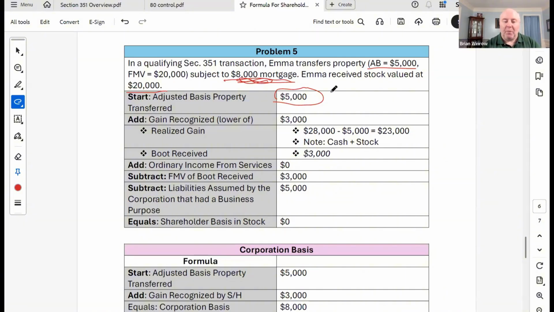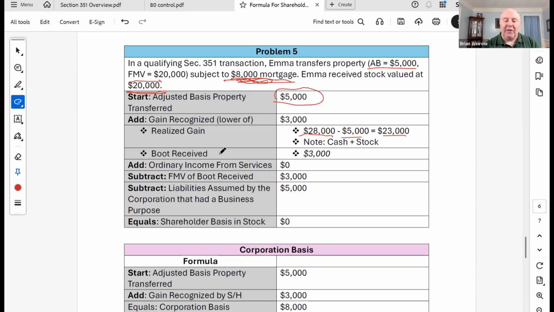So what we are going to look at now is the gain recognized as the lower of the realized gain and the boot received. Well, we're getting stock of $20,000 plus $8,000 of liability relief. So that's $28,000 minus our basis gives us $23,000. So the realized gain, what we're netting here, is $23,000.